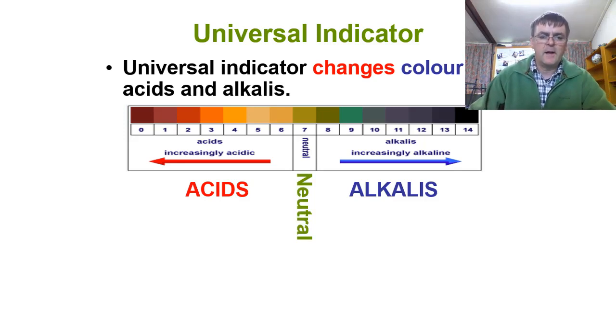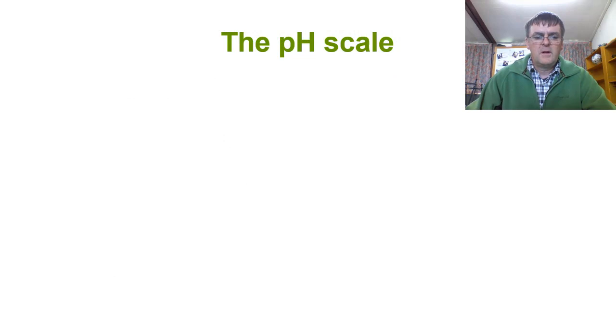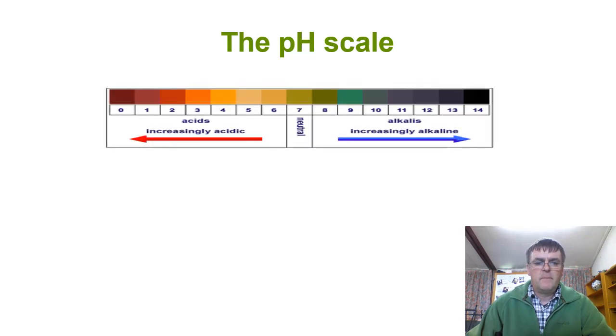That's the universal indicator. It's more useful than the litmus because it has this range of colours and tells you actually how strong the acid is, or how strong the base is. Okay? So the colour shows the strength, as long as you can remember which colours are which. Those colours relate to what's called the pH scale, or the power of hydrogen. How many hydrogen ions there are or aren't in solution shows how strong something is an acid or not.